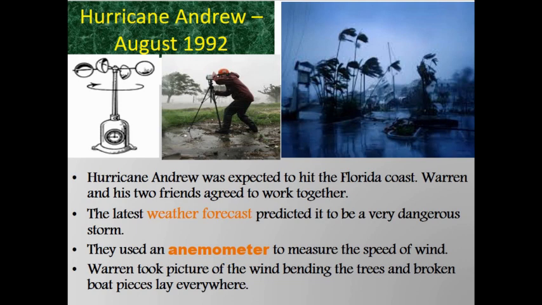The latest weather forecast, the predictions about Hurricane Andrew, said it could be the most dangerous storm. Now, there's a gadget called the anemometer. You can see it on the left side of your screen. The anemometer is used to measure the speed of wind. Warren took pictures of the wind, bending trees, and broken pieces of boats could be found everywhere.